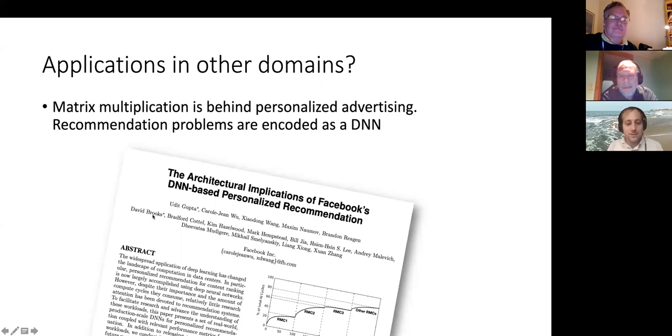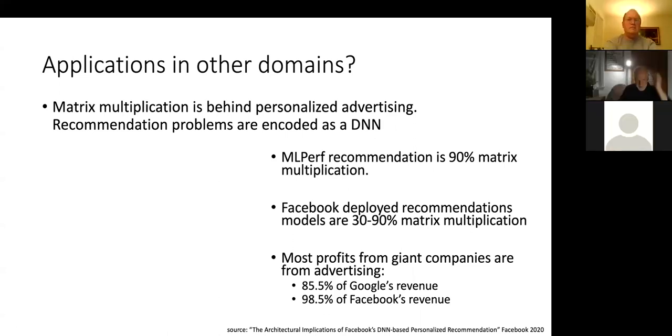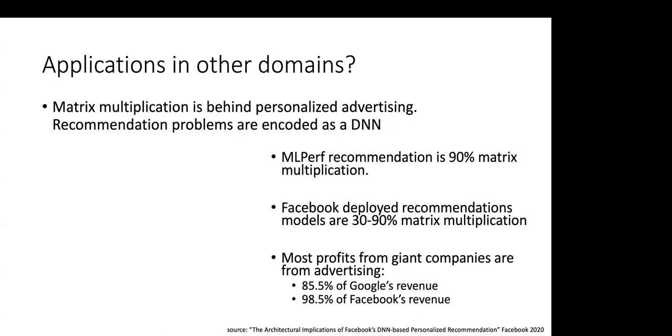I'll get some numbers soon, but I just want to note that this paper came out in February of this year. David Brooks was also one of Margaret Martonosi's students, and Carole-Jean Wu was also one of Margaret's students. So it's kind of a small world. According to this paper, when you have MLPerf, which is a nice standard baseline for benchmarking machine learning, recommendation systems are about 90% matrix multiplication. And when Facebook actually deploys their recommendation systems, they're about 30 to 90% matrix multiplication. The more serious recommendations, like when they choose which statuses to promote, are where you get up to about 90% matrix multiplication. So matrix multiplication is really underpinning a lot of the profits of these companies.